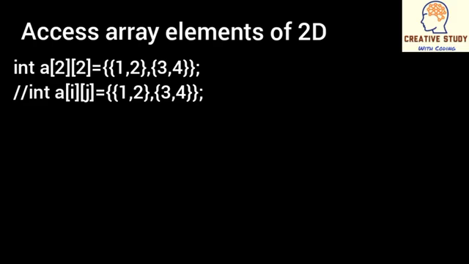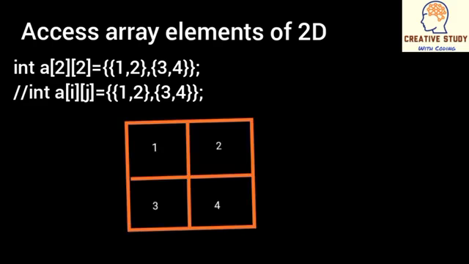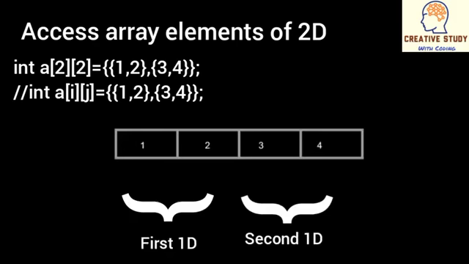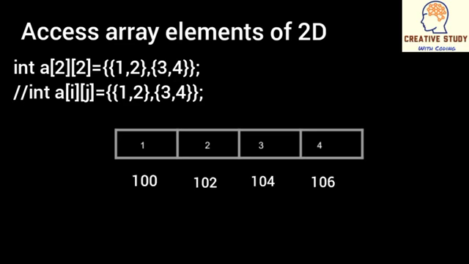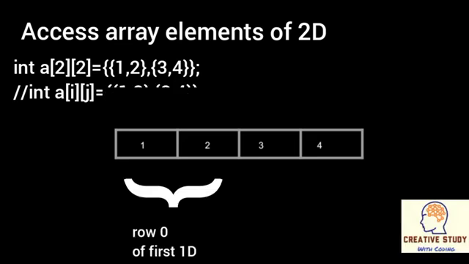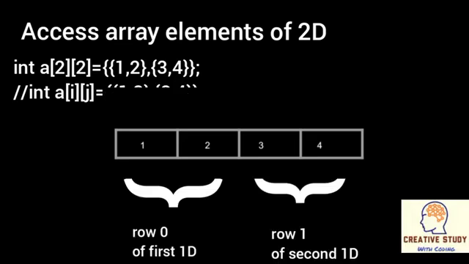Now let's access the array elements of a two-dimensional array. This is a two-dimensional array having two rows and two columns, or we can say it is an array of arrays. So there are two one-dimensional arrays and each of them contains two elements, and this is stored sequentially in the memory like this. And the address of Aij will be equal to A plus i plus j. So this is row 0, the first one-dimensional array, and this is row 1, the second one-dimensional array.